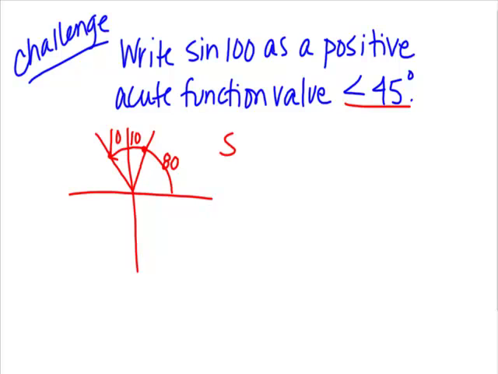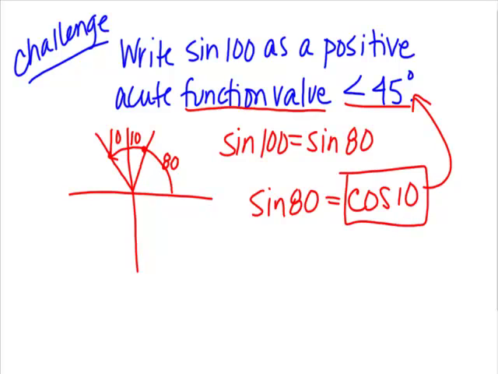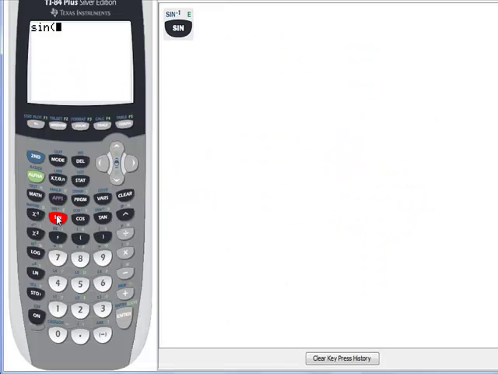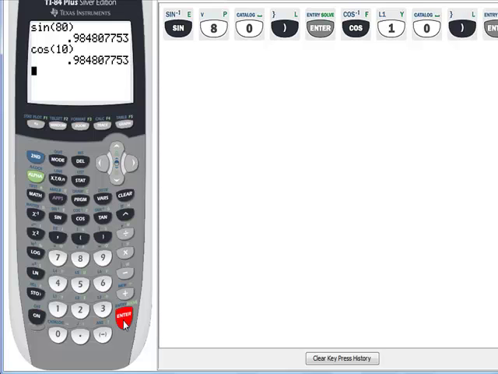So it is a fact that the sine of 100 should be equal to the sine of 80. And the signs are the same, since sine is positive in quadrants 1 and 2, the y value. In order to get to a function value less than 45, I'm going to use what I was just talking about: the sine of 80 should be exactly the same as the cosine of 10. And that meets the requirement of being less than 45 degrees. I'm going to prove that to you quick here on my calculator. If I take the sine of 80 and hit enter, I get a yucky decimal. And sure enough, when I take the cosine of 10 and hit enter, I get that same yucky decimal.